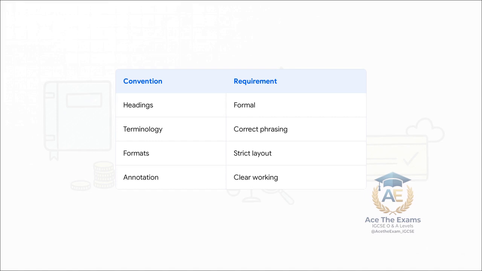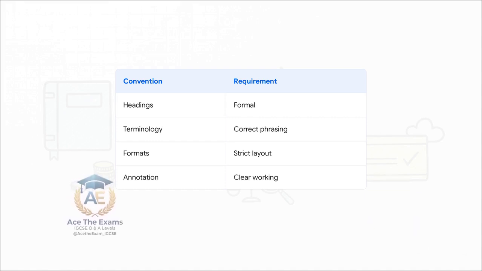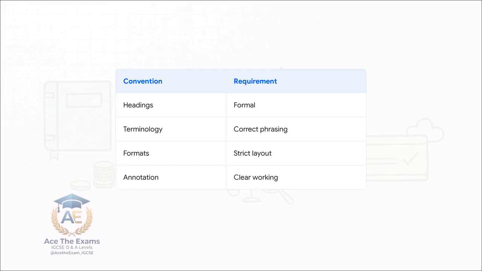For headings, a simple "bank rec" won't cut it. You need "bank reconciliation statement as at" a specific date. These are literally what we call free marks, yet thousands of students throw them away every single year because they are rushing. Don't be one of them.